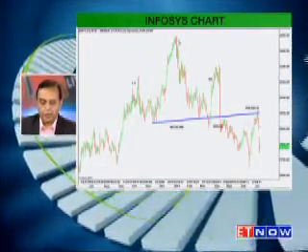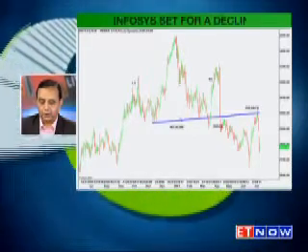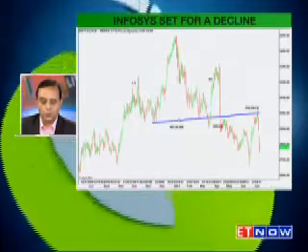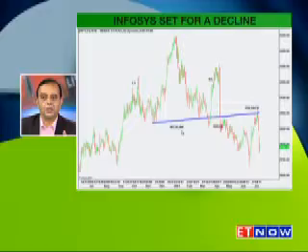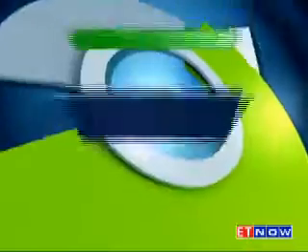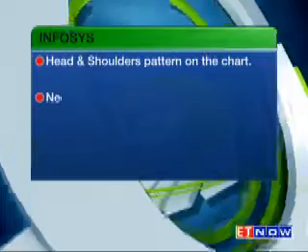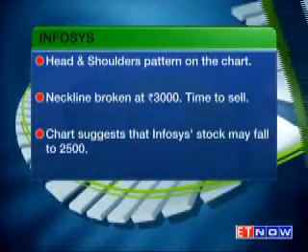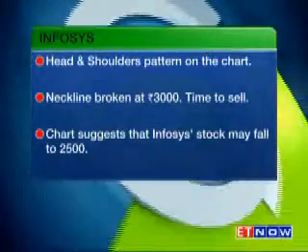And for the target, you take this height from about 3,500 moving down to about 3,000. So you have a height of something about 500 plus, and you have your neckline at about 3,000. So you subtract about 500 from 3,000. So you're really looking at about 2,500 rupees as being the target for Infosys.